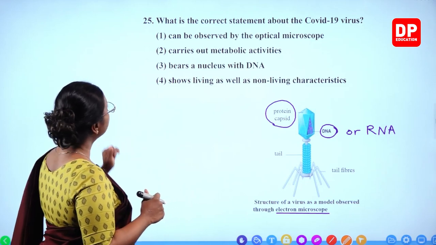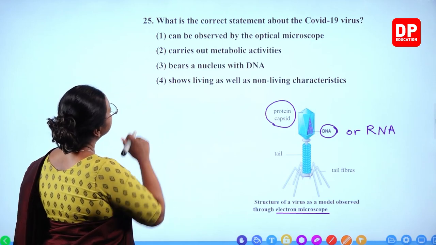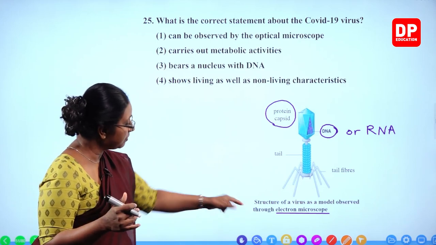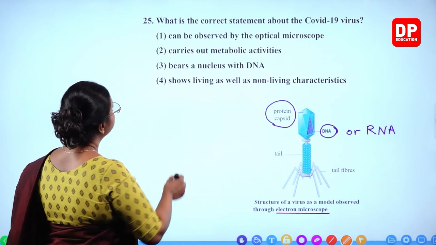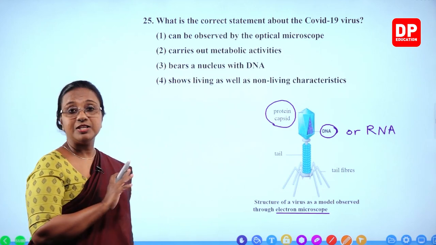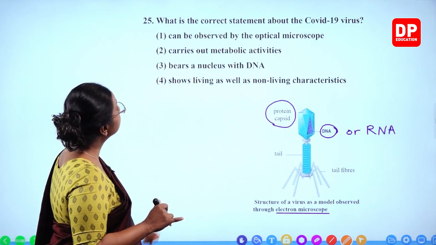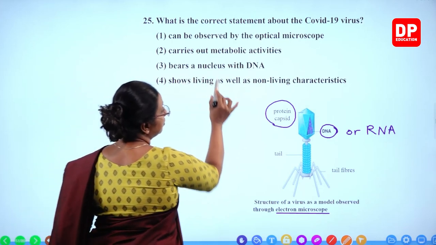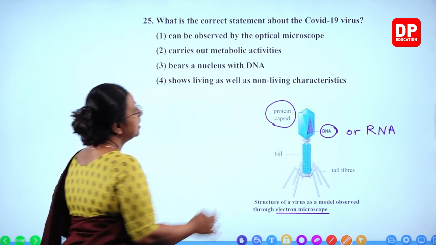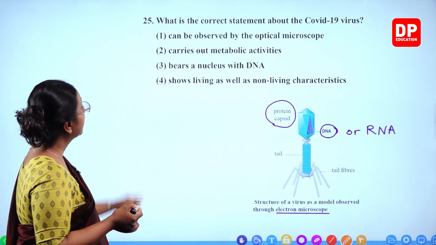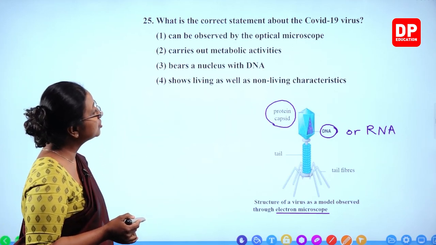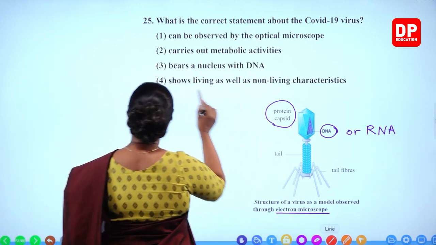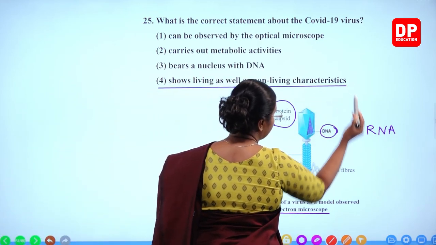So then, if we look at the answers, it can be observed by the optical microscope? No, it can only be observed by the electron microscope. Carries out metabolic activities? No. Bears a nucleus with DNA? That is also wrong. There is no nucleus, only the protein capsid containing a DNA. Shows living as well as non-living characteristics? That is correct. Viruses, they show living and non-living characteristics.